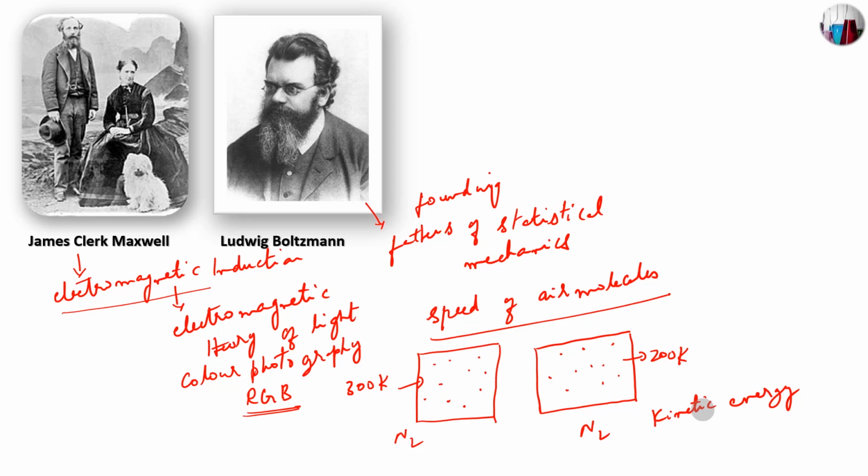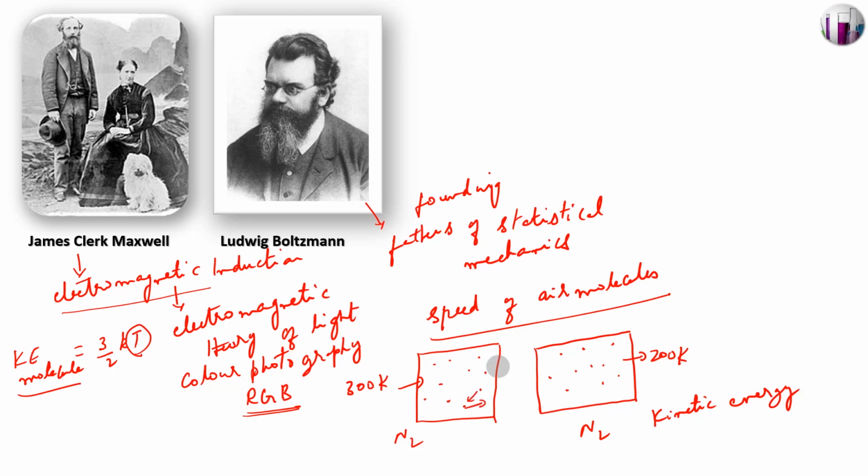And we've already seen in the case of kinetic theory of gases that the kinetic energy of one molecule is 3/2 kT. And this is, remember, the average kinetic energy. You cannot determine the kinetic energy of a molecule, you can only talk about the average value. So 3/2 kT, so it's directly proportional to temperature. So this means the molecules at 300 Kelvin have greater average kinetic energy than the molecules at 200 Kelvin.